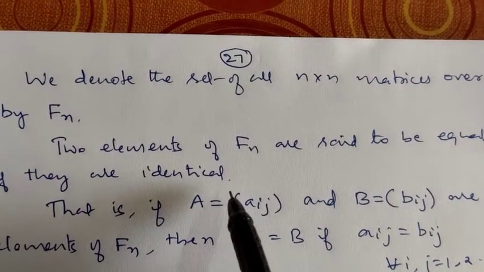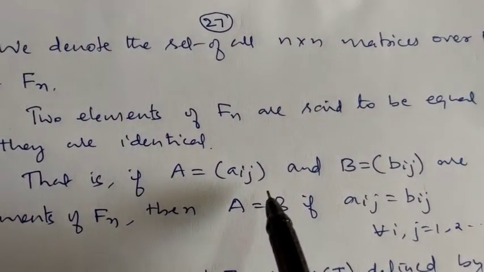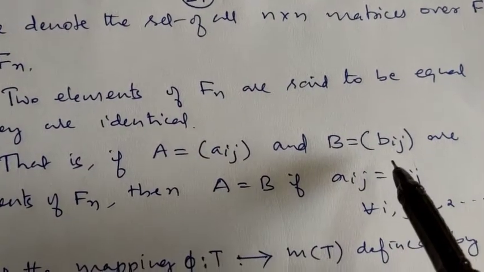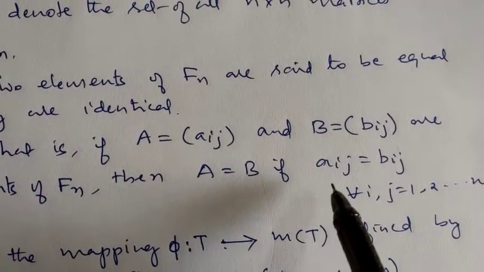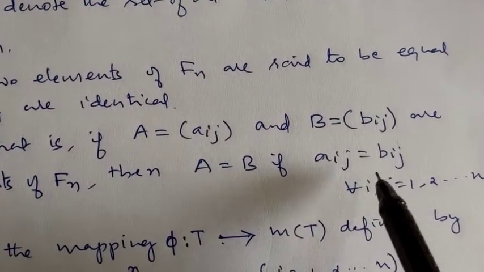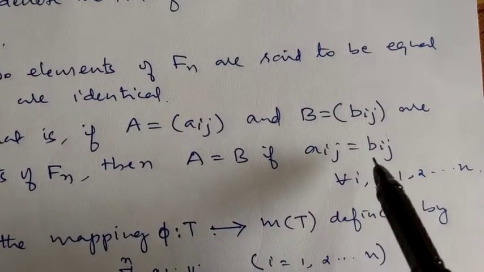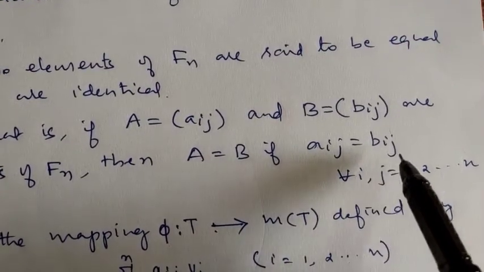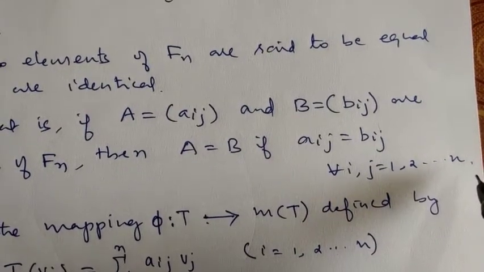If they are identical, meaning A is the matrix with entries Aij and B is the matrix with entries Bij, then A is equal to B if each of the terms are equal. Each of the terms in A and each of the terms in B must be the same, meaning Aij is equal to Bij for each i, j taking the value from 1 to n.